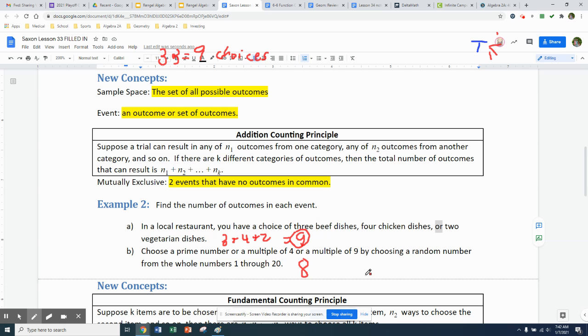Multiples of 4 would be 4, 8, 12, 16, and 20, which is a total of 5. And then multiples of 9, there's a total of a 9 and an 18, so there's only 2.